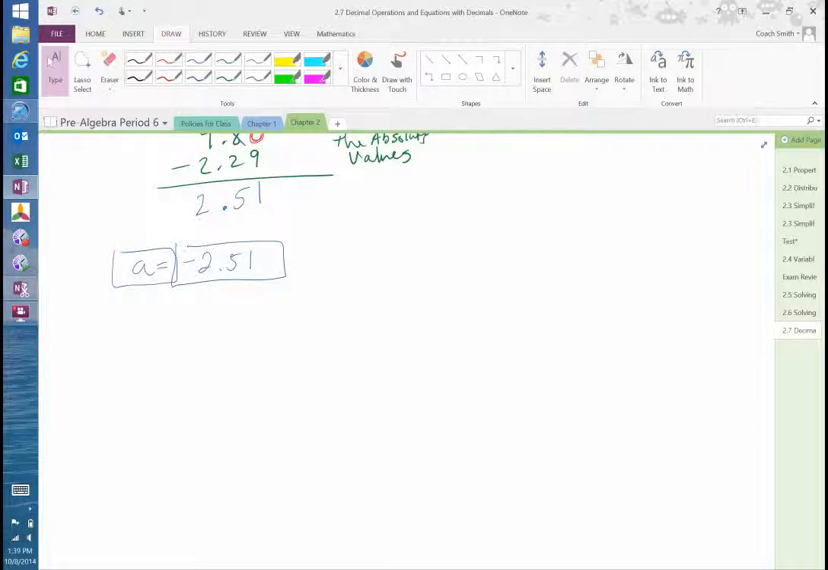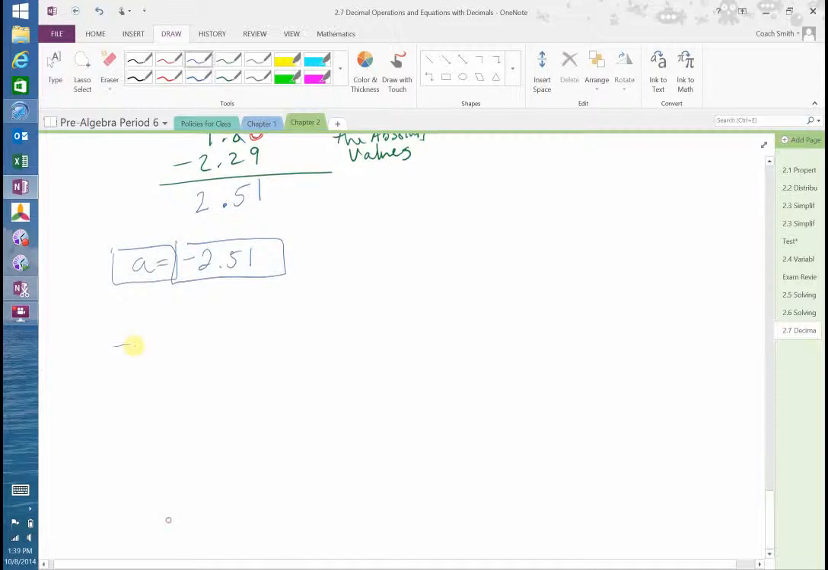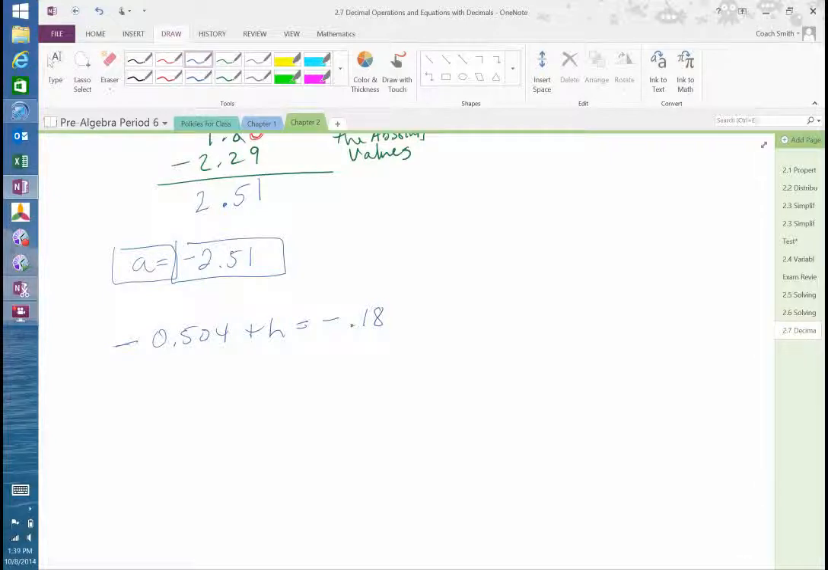I want you to try this one on your own. Negative 0.504 plus h equals negative 0.18. Now, before you start, let's look at this number right here, 0.5 and 0.1. Now, they're negatives, right? Yeah.